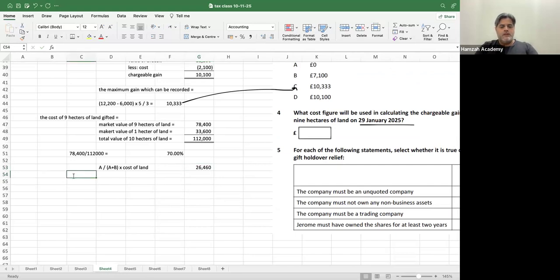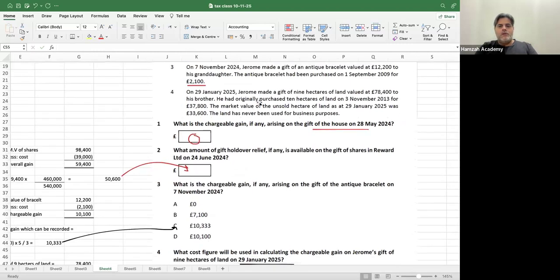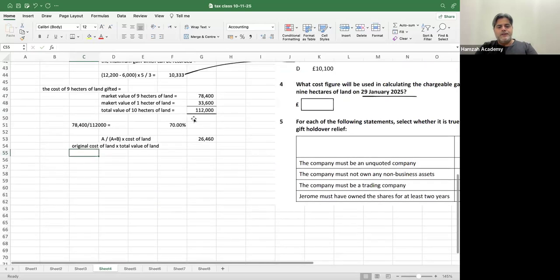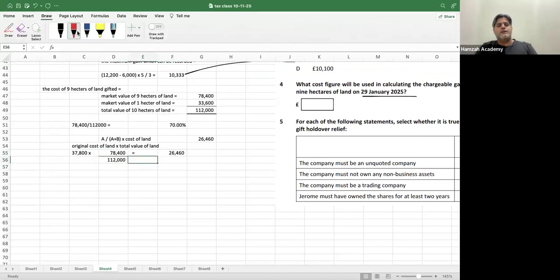This is the original cost of land multiplied by total value of land. Yes. Original cost is 37,800 multiplied by 78,400, the value of 9 hectares, divided by 112,000, the value of 10 hectares over here, the market value, right? So you get 26,460 over here. This is going to be your correct answer. Yes, this one.